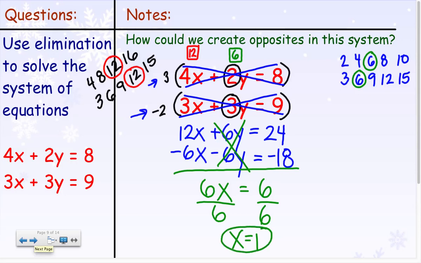Now I'll take that and plug it into my top equation. You can use any of the 4 equations. You have 4 possibilities now. I'll still do the top one.